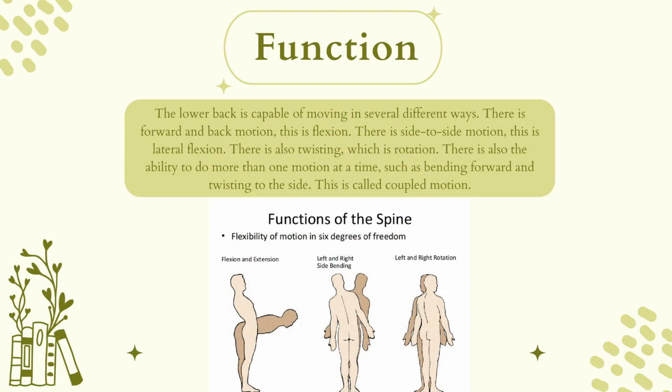Now, the low back can move in 6 degrees. We also call these the 3 planes of motion. The low back can bend forward and backward. It can bend left and right, and it can turn to the left and to the right.